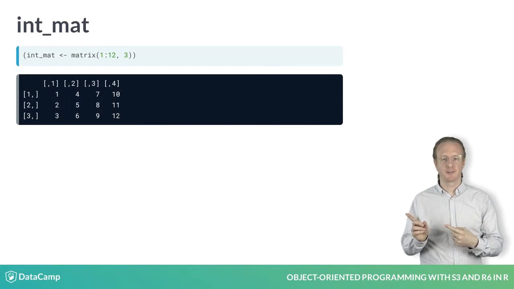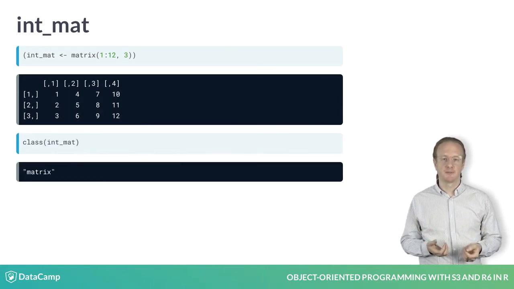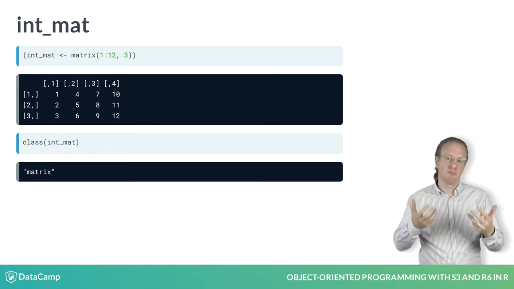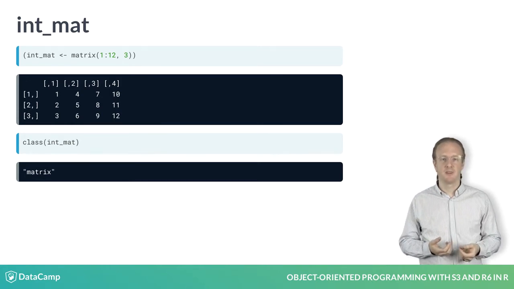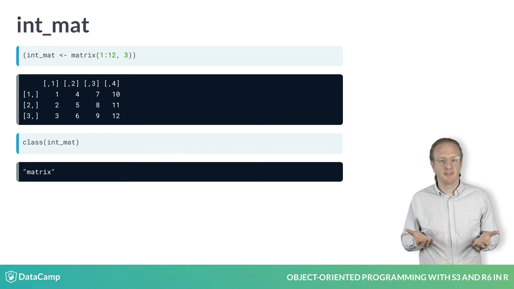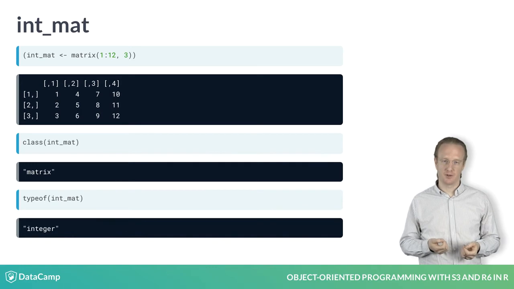Let's take a look at a matrix. Notice that the class of this object is matrix. This is what you might expect, and it's useful to know, but it doesn't tell you everything. For example, there are different kinds of matrix. As well as numeric matrices, you also have logical or character matrices. So how do you find out what the matrix contains? In this case, you can use the typeOf function. Here you can see that the type is integer. That is, you have an integer matrix.